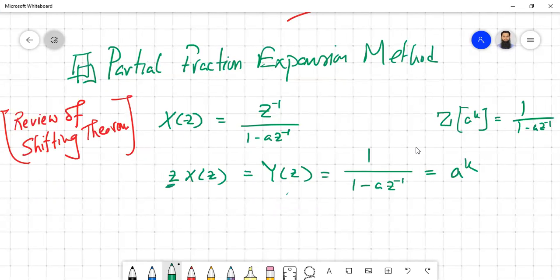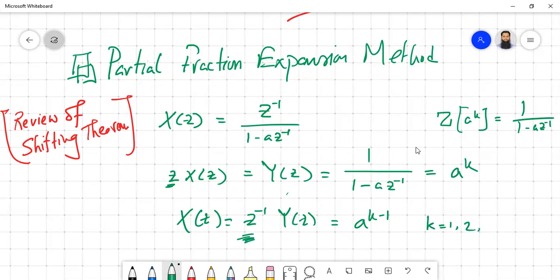Since we have this, now we can say that X(z) equals z inverse Y(z). We already figured out Y(z), and now it will just give a delay of 1 time sample, or time sequence. So it should give us a^(k-1). Since it is shifted by 1, instead of starting the counting from k equal to 0, it will start from k equal to 1, 2, 3. So this should be our sequence now. This is the shifting theorem.